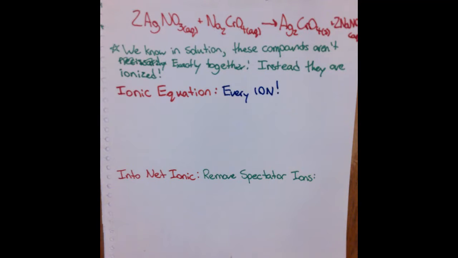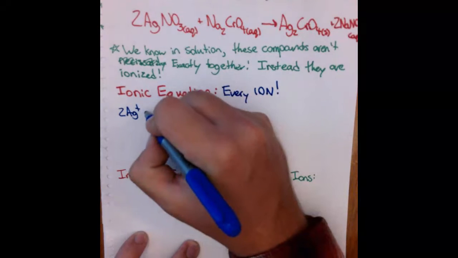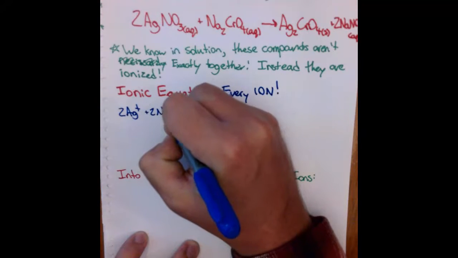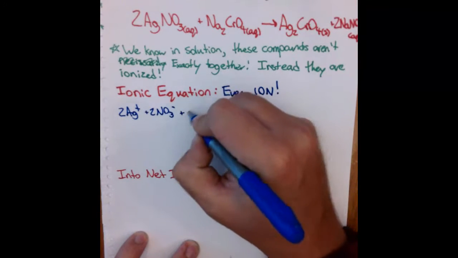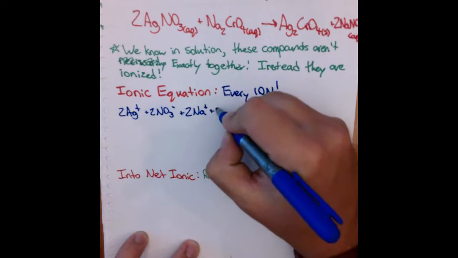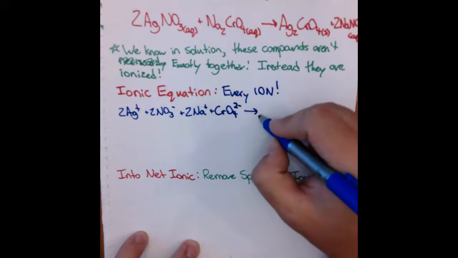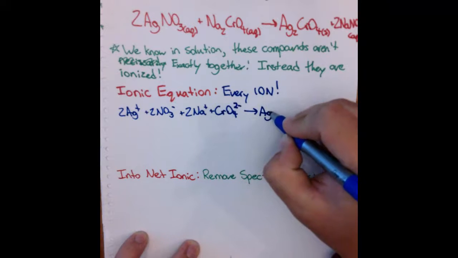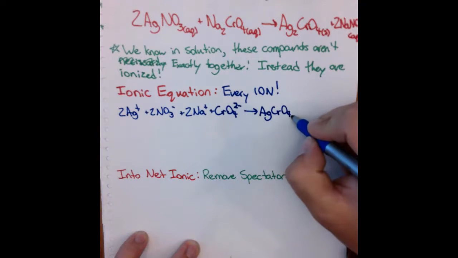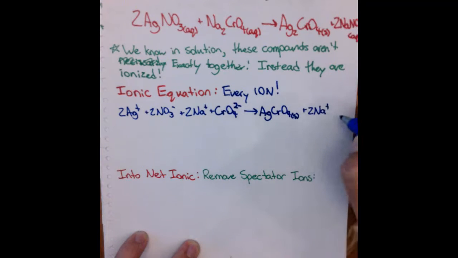With an ionic equation for this reaction, I started drawing it on the last page, but it is going to look like 2Ag plus, 2NO3 minus, 2Na plus, CrO4 2 minus, and those are going to react to produce Ag2CrO4, which is going to be a solid, plus 2Na plus and 2NO3 minuses.